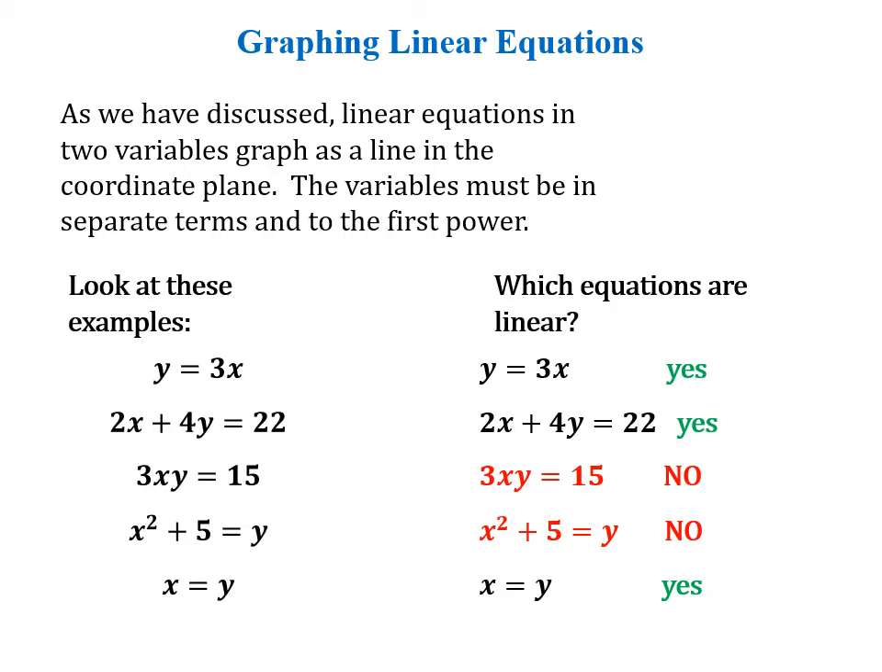X squared plus 5 equals y. The x term is not to the first power. Therefore, it is not a linear equation. X equals y is a linear equation. They are both to the first power, and they are not in the same term.